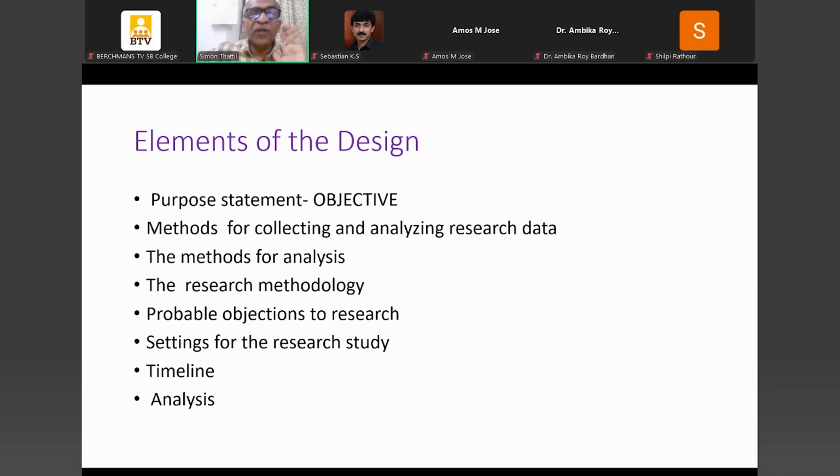Now we are making purpose statements, objectives. And we are deciding the methods for collection and analysis of research data. Should I use a questionnaire? Should I use an interview schedule? Should I base it on observation? Should I base it on past data? And again, if I'm using interview, should I structure it? Should I leave it semi-structured? It's all based on what it is that you want to find out.